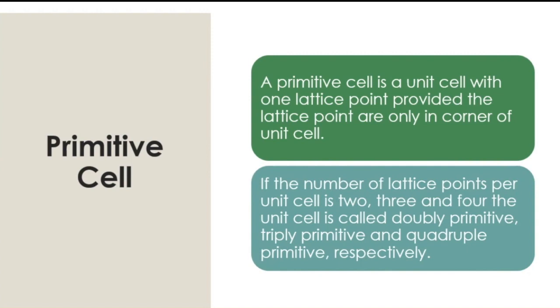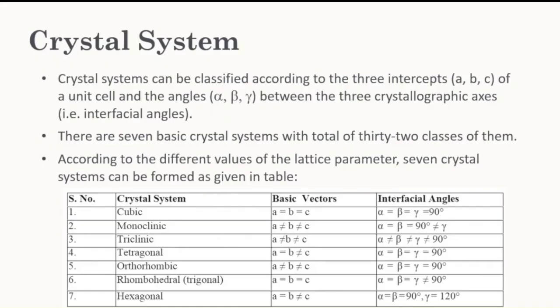Now coming to the crystal system. As we already understood, there are two kinds of lattice parameters, intercepts and the interfacial angles. According to these lattice parameters, there can be 7 basic crystal systems. In the table you can see the first is the cubic crystal system. Here the three intercepts are equal to each other and also the interfacial angles are equal to each other, but the interfacial angles have one condition: all are 90 degrees.